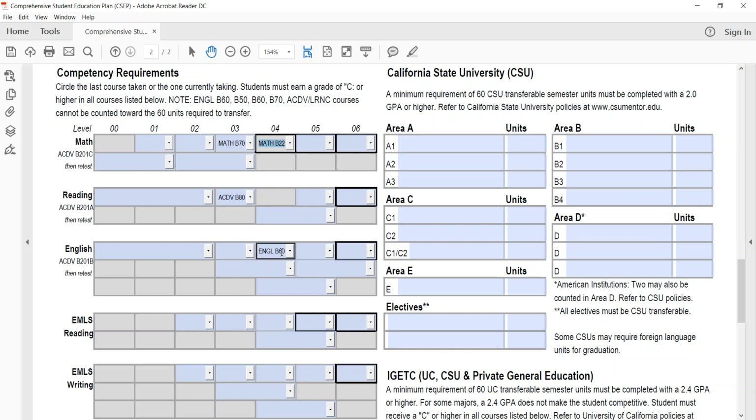Down here on English, before I can take the next level English class, I have to complete English B60. Then I have to complete English B50 before I can even take English B1A. And I have to do these in sequential order. Everyone transferring will have to complete that English B1A requirement. And even if you're getting a general ed here at Bakersfield College, you will need this English B1A requirement. But making sure that you understand the prerequisites and taking these in order is going to be huge in your time here at BC.